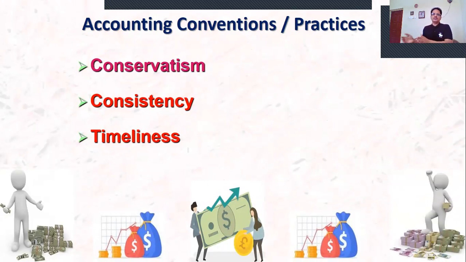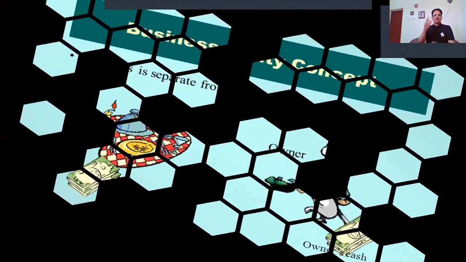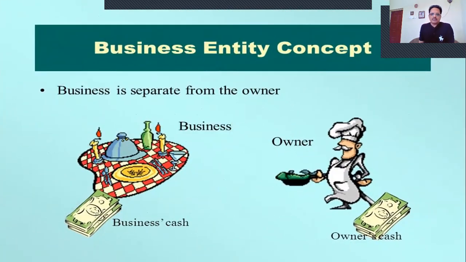Some tell this full disclosure is also a convention, but we are not going into that arbitration. We have 14 plus 3, so we'll go through them one by one. What is the business entity concept?